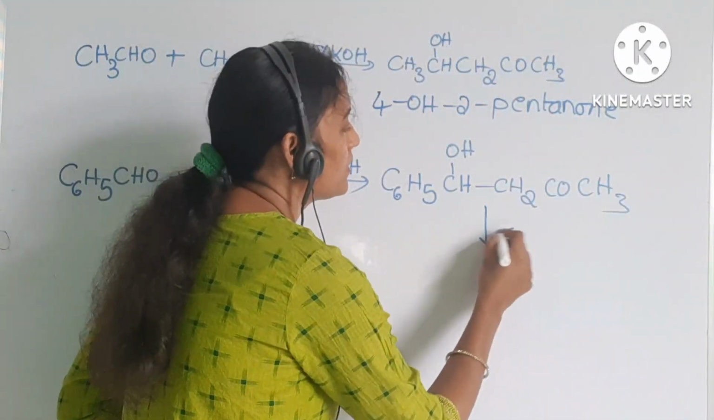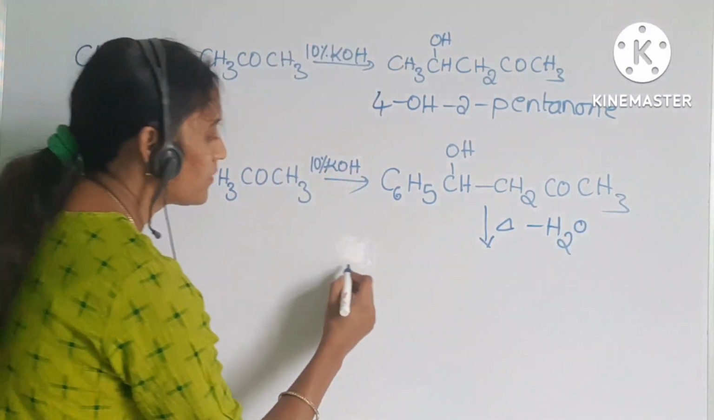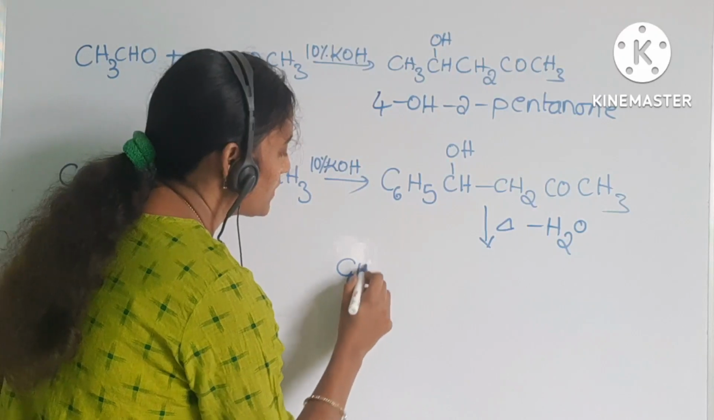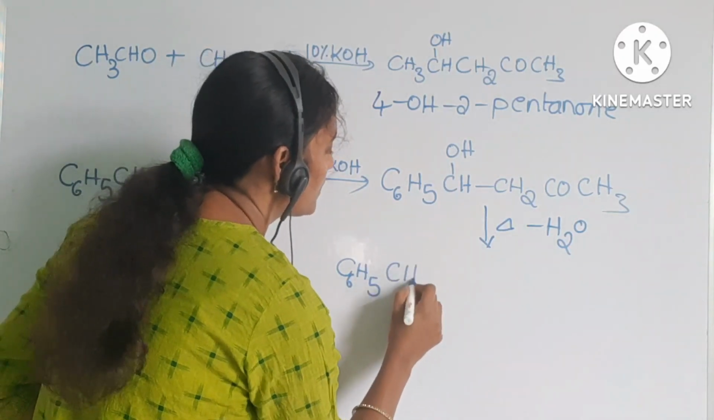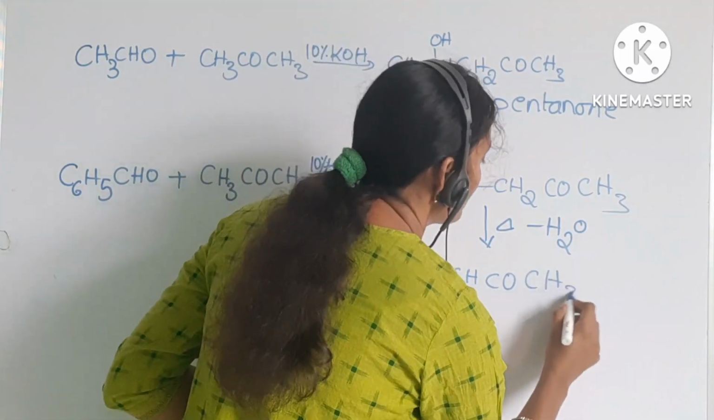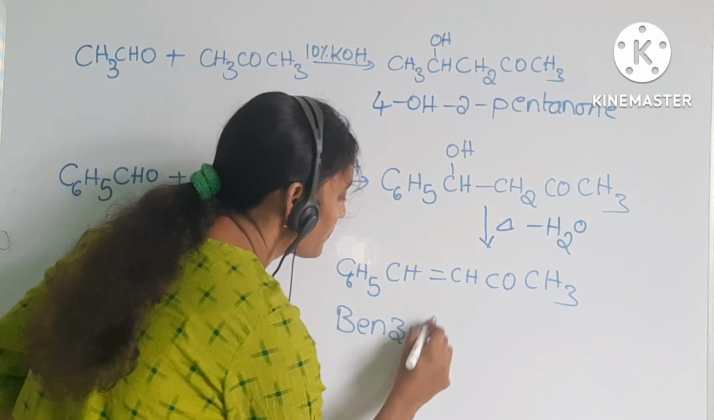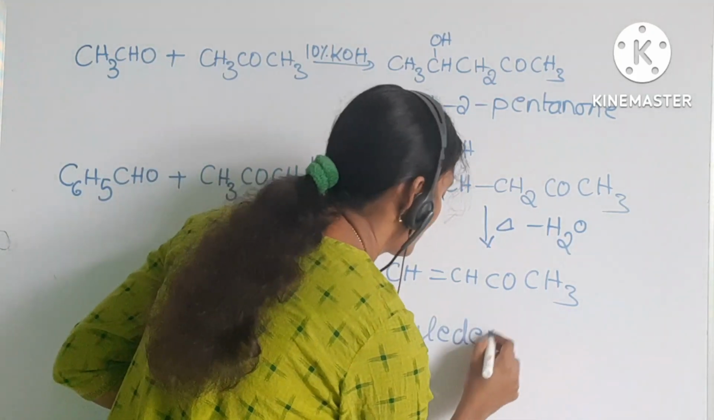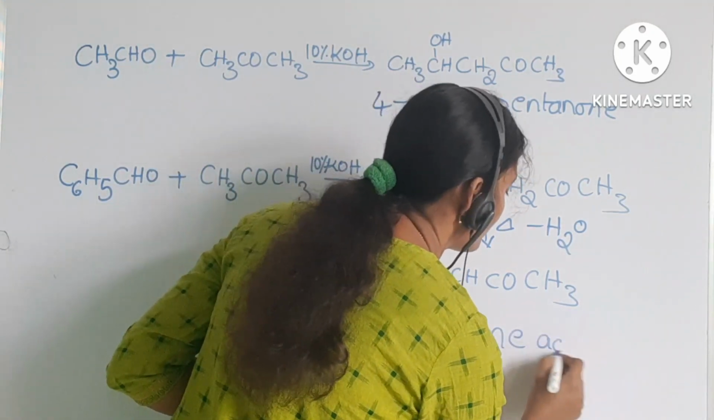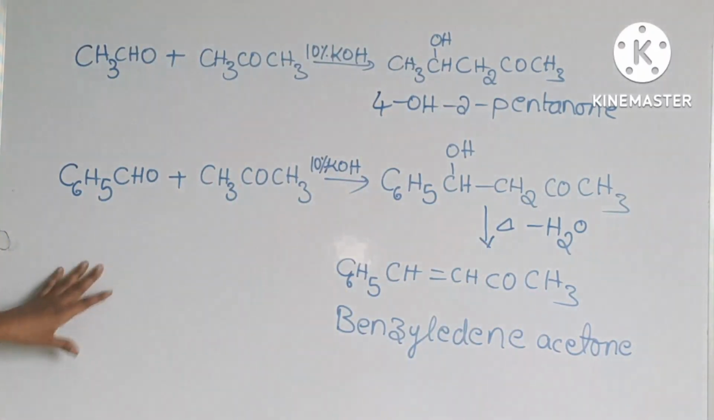This beta hydroxy compound is the unstable one. Then under heating, dehydration will take place, so that C6H5 CH double bond CHCO CH3 is formed. This compound name is benzylidene acetone. This is the benzylidene acetone.